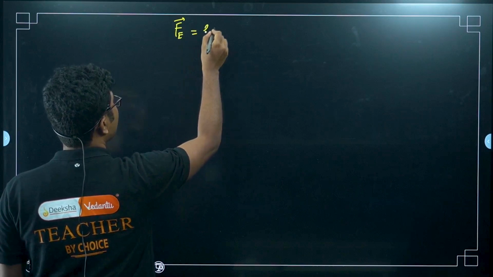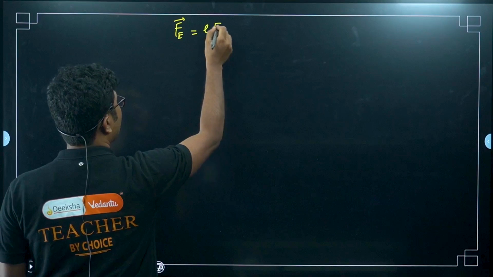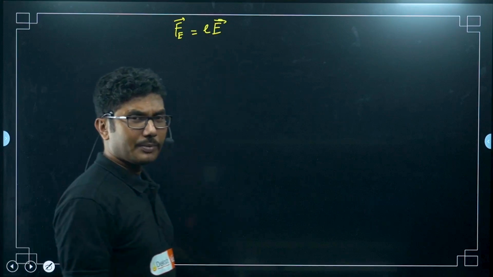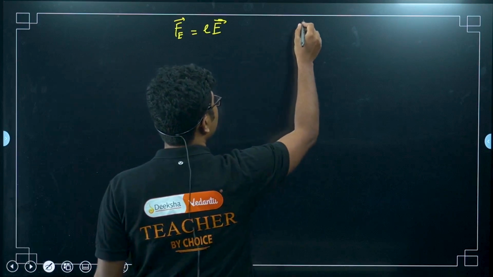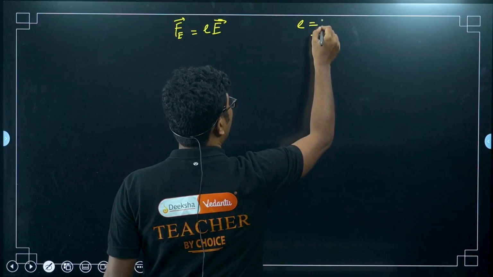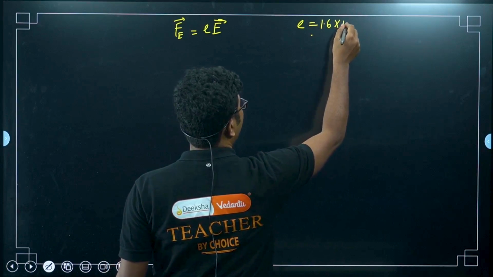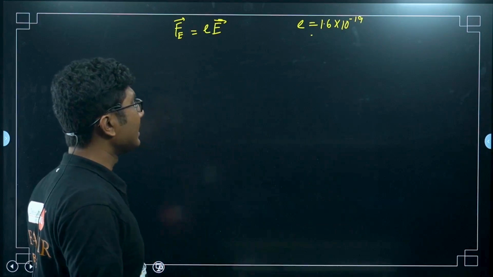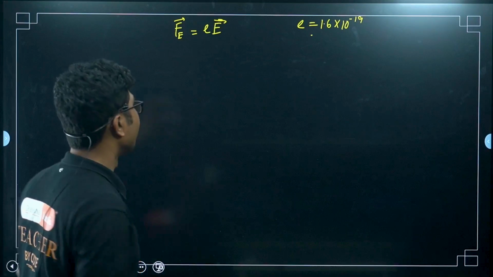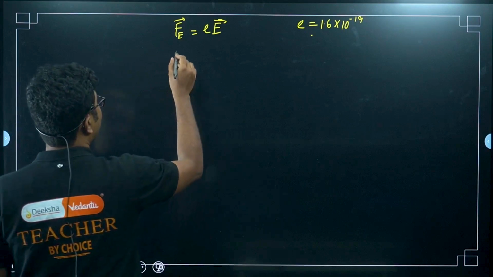it is nothing but charge of a proton times electric field, right? It does not depend on the velocity. If you remember, charge of a proton is 1.6 times 10 to the power of minus 19, same as electron, right? Only thing is it is positive, for electron it is negative. Now, what is the magnetic force?